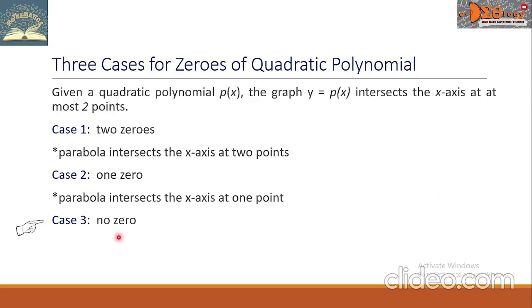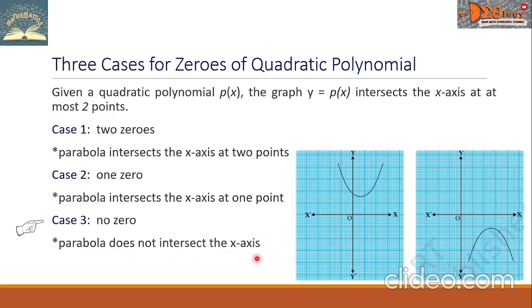Now case 3, when we have no zero, it means the parabola does not intersect the x-axis. We have here two examples. In our first example, the parabola opens upward. This parabola is located above the x-axis, so it does not intersect the x-axis. The second example is a parabola that opens downward, but it is located below the x-axis. That is why it does not intersect the x-axis.